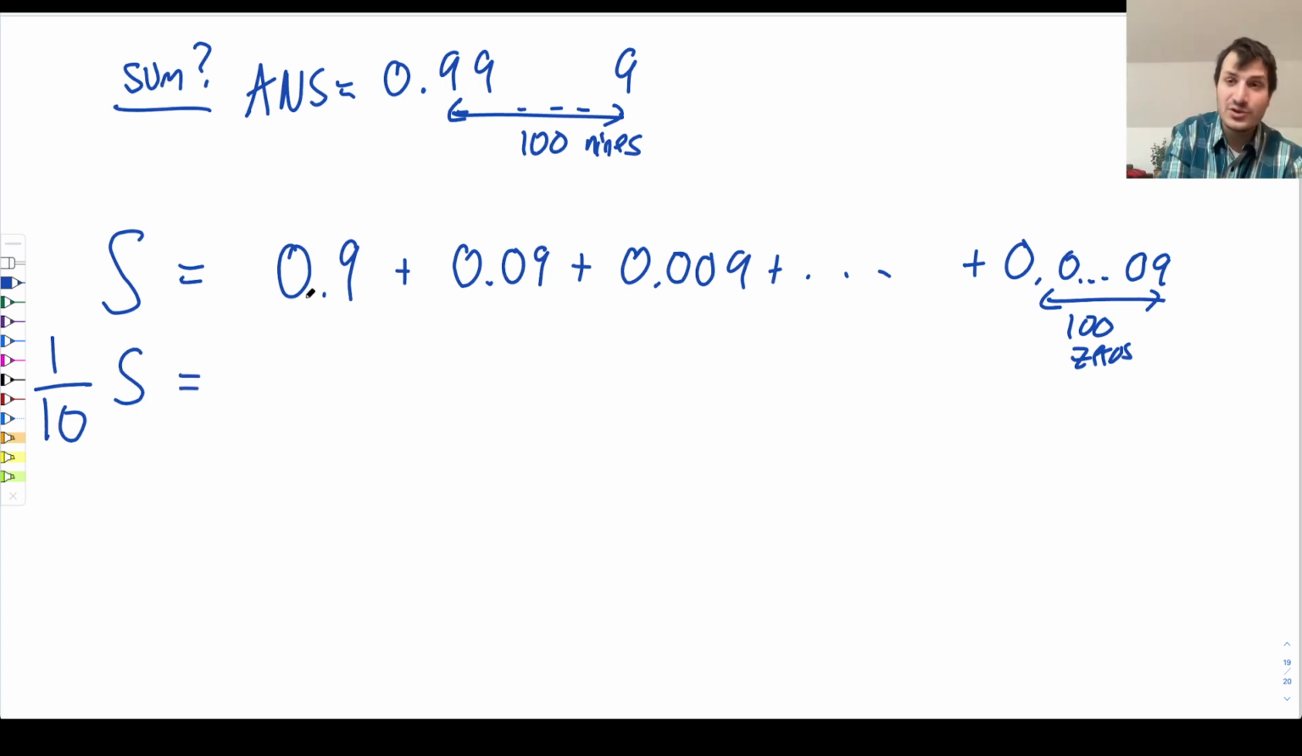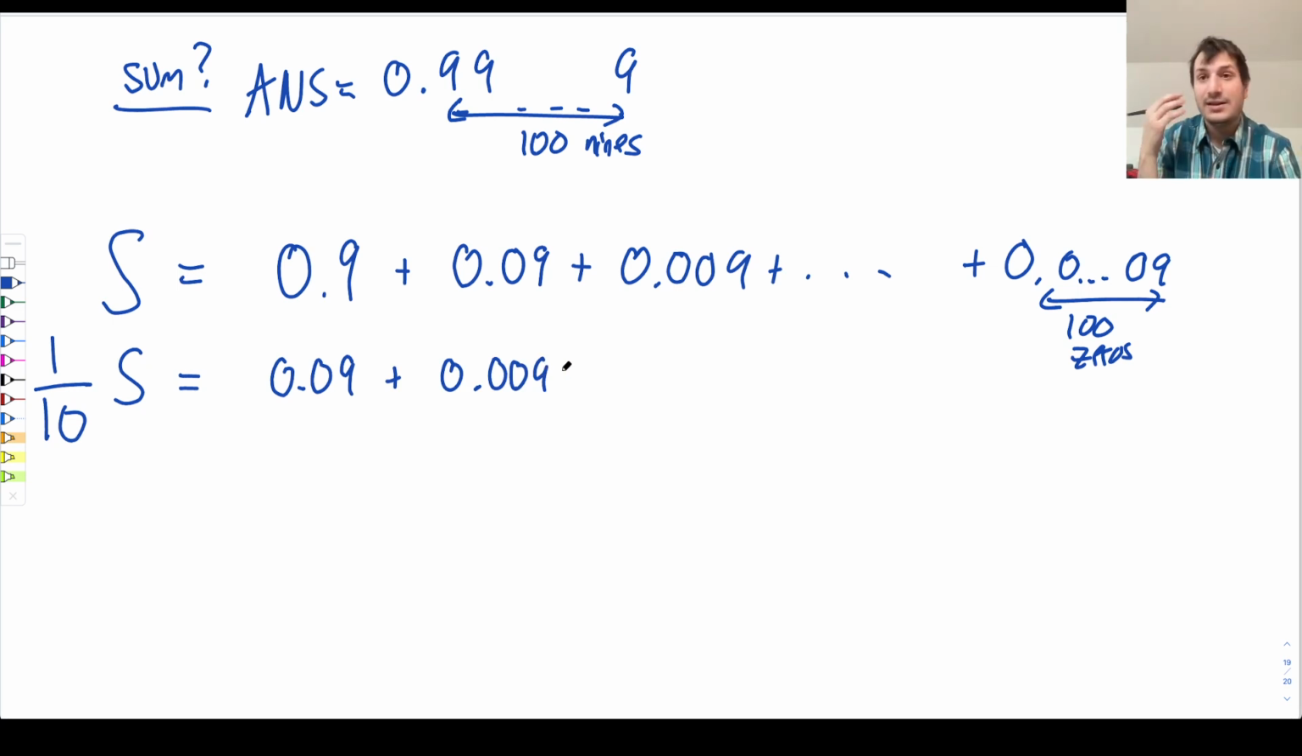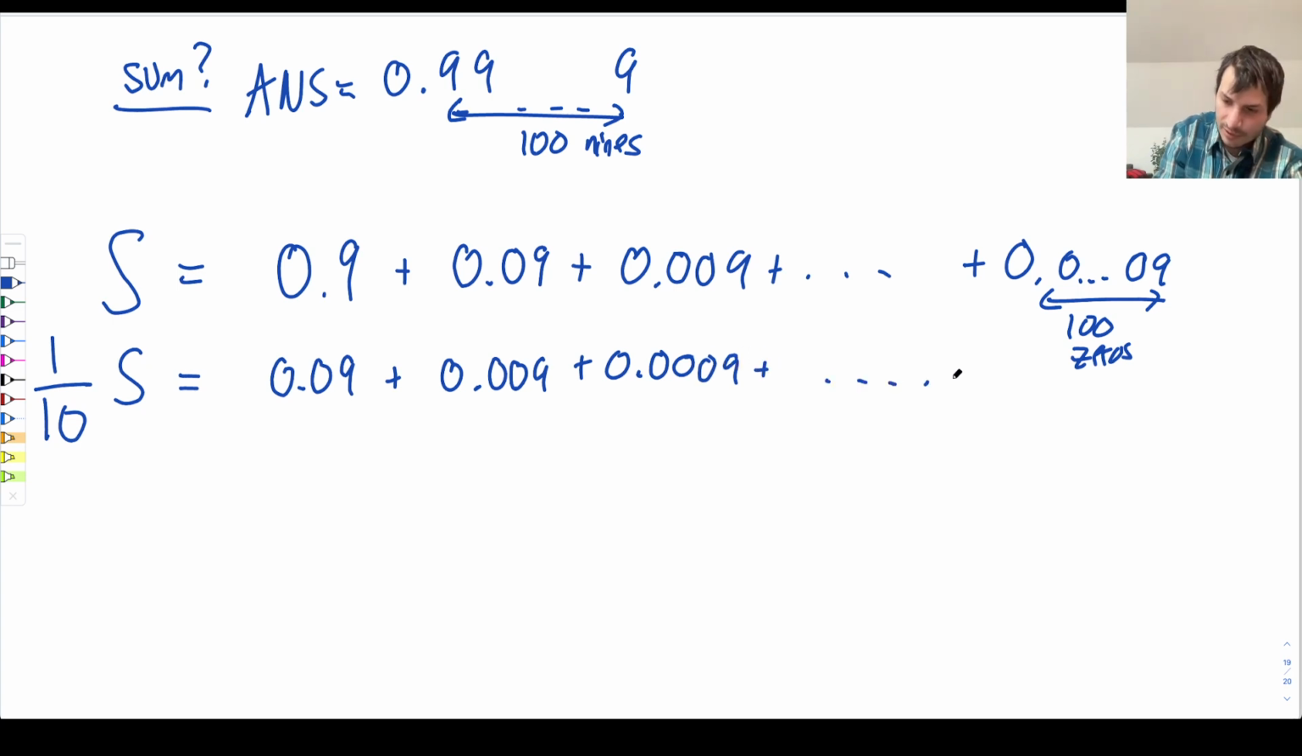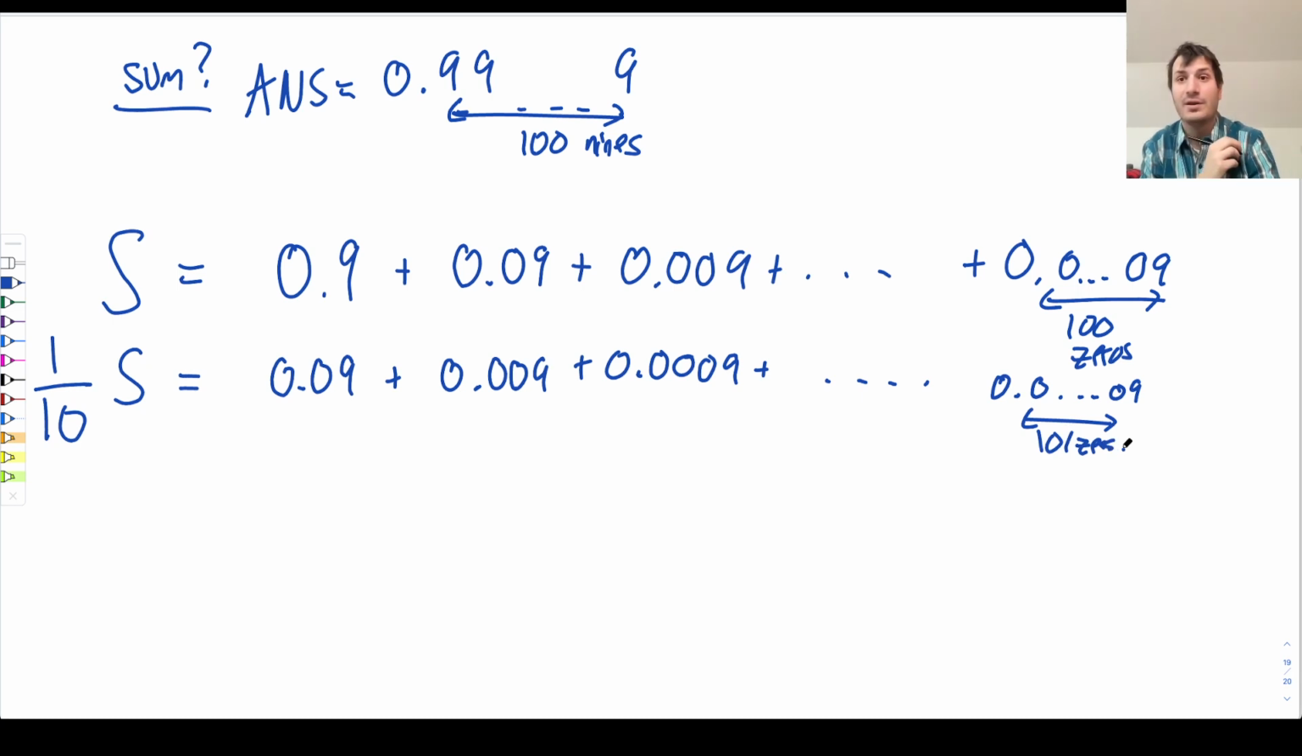Well, 1/10 S, the first term would be 0.09, right? Because you take 0.9 and you multiply it by a tenth, you get 0.09. The next term would be 0.009. Take 0.09, you multiply by a tenth. So I'm just going term by term and multiplying them all by a tenth. Okay, and if you do it that way, at the last term you have something with 101 zeros, then a 9.